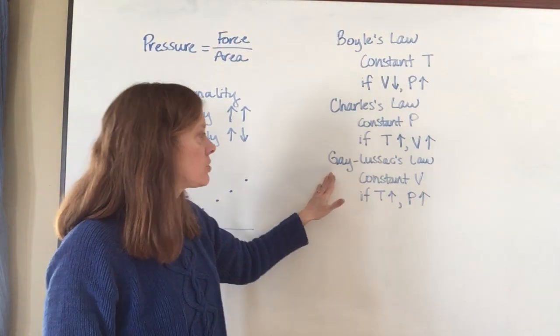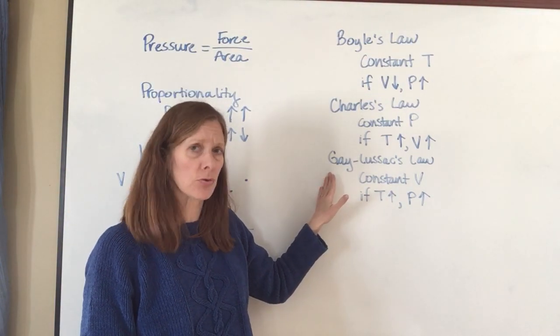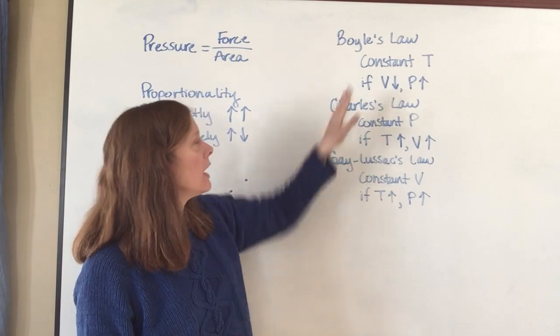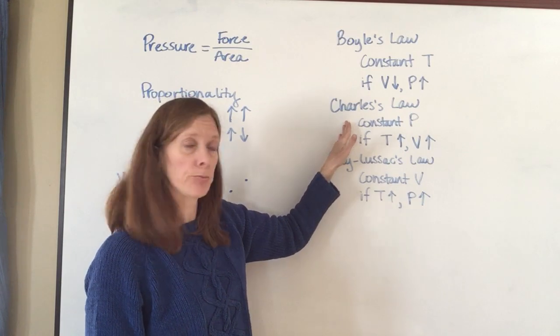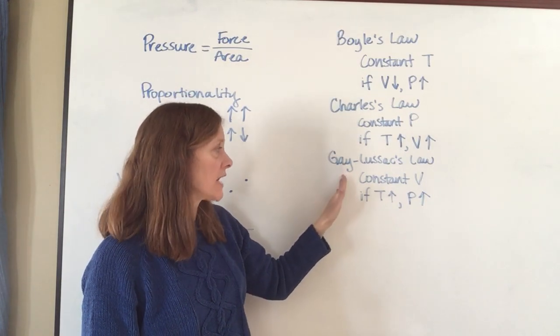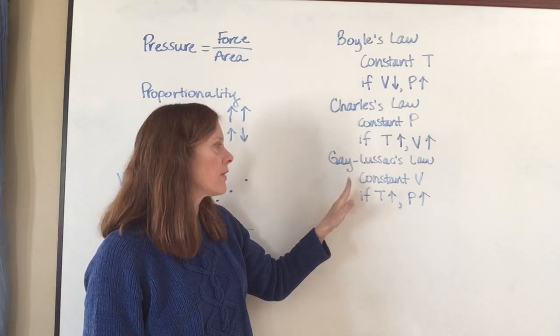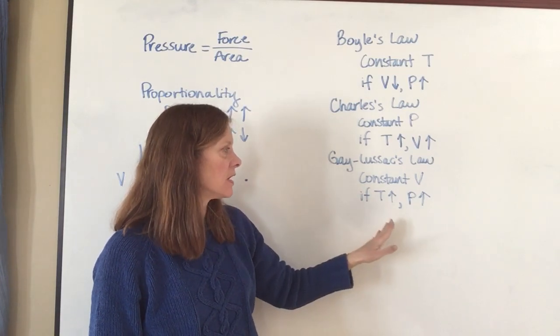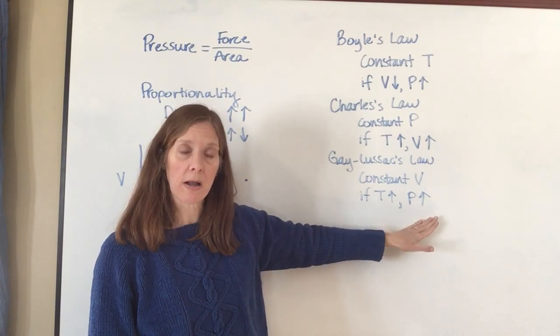So the third relationship, he didn't really talk about this in your book, but the third relationship is still very much there. In Boyle's law, we've held temperature constant. In Charles's law, we've held pressure constant. And in Gay-Lussac's law, we hold volume constant. So if the volume is constant, if temperature goes up, pressure is going to go up. So they're going to be directly proportional.